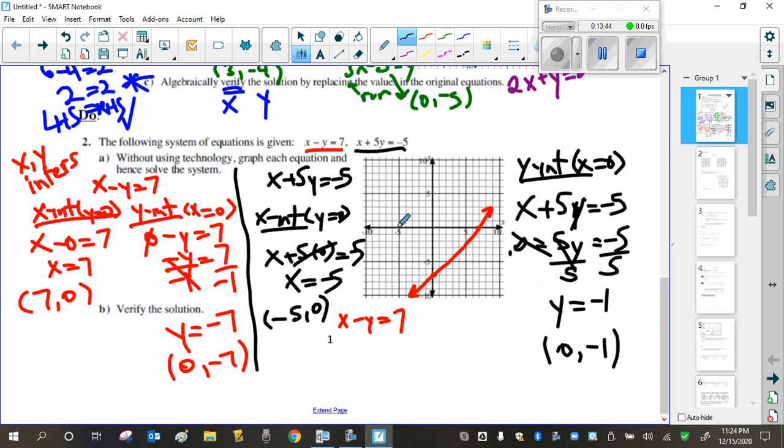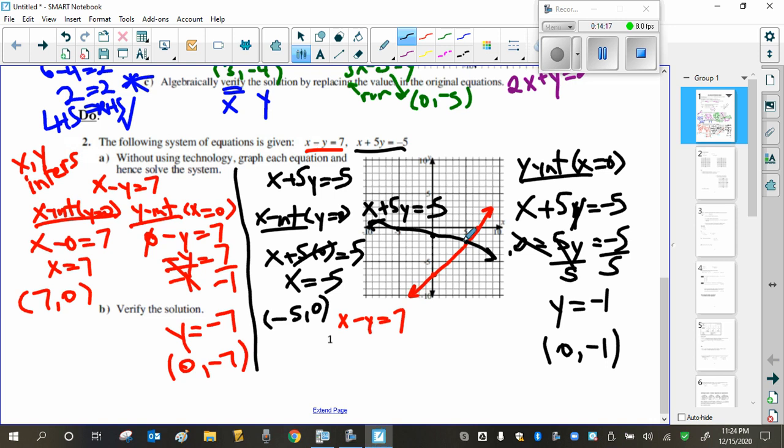So negative 5, 0. And the 0, negative 1 is a tricky one. But if you go 5, 1 down, 5 to the right, 1 down, 5 to the right, it seems like we're right on here, on the red line. So we can graph it. It's going to be a hard one for me. Okay, not bad.